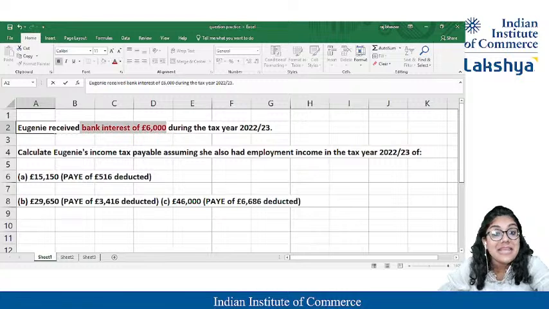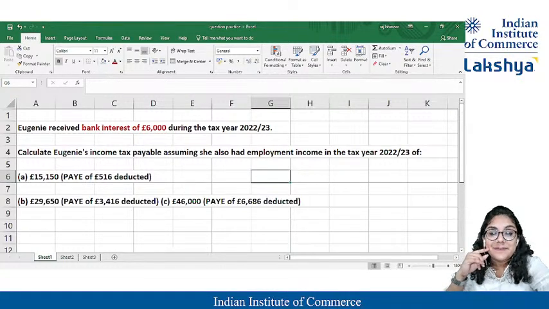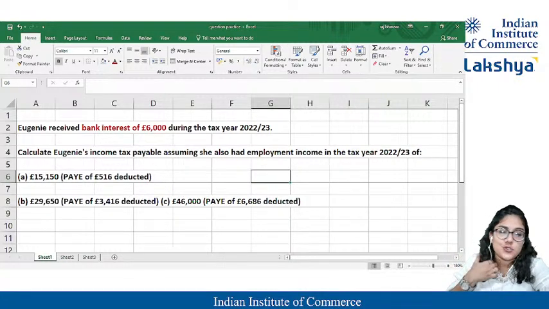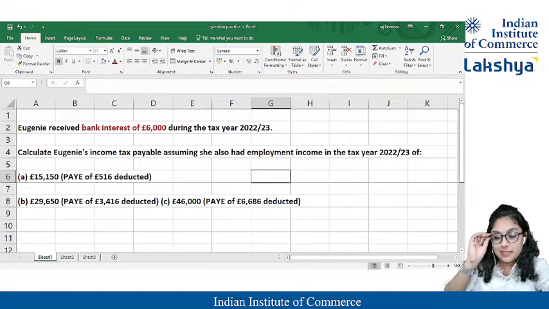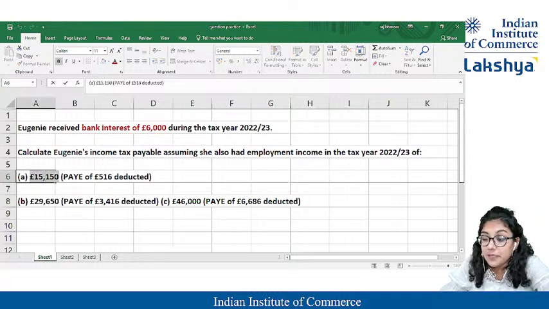It is a saving income. Correct? It's a saving income. Okay. Calculate the person's income tax assuming she has employment income also. So she works also. First criteria over here is, let's say she is having a non-saving income of 15,150.